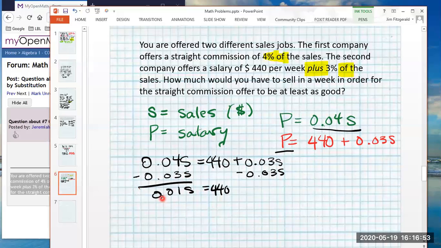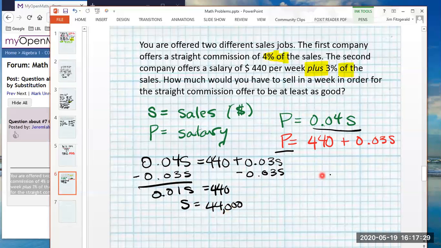Okay, and then there's a couple ways I can do this. I can divide both sides by the 0.01. This is actually 1/100th. So another way that I can do that is I can just multiply both sides here by 100. An easy way to do that is just to move the decimal place over 2 places. So this is 1% or 1/100th. If I multiply both sides by 100, I get 1S is equal to, and then if I multiply this by 100, I just move that decimal place over 2. I'm going to add 2 zeros, so $44,000.